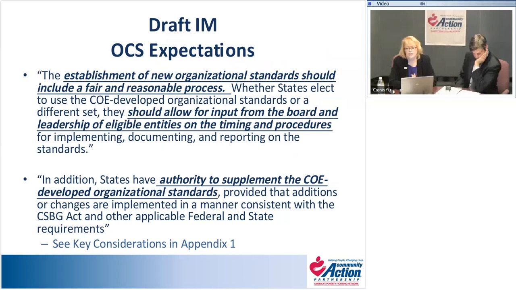So OCS expectations. And what we've been hearing from Jeannie in the field and Seth in the field repeatedly is that it really needs to be a collaborative process for this rollout. We really want it to be a fair and reasonable process across all components of the CSBG network. That should allow input from the boards, from the staff of community action agencies, from state agencies, from state associations. Let's talk about how we do this as a network. And I think we know where the groups are coming together well, we are seeing success in the field. And again, if agencies are going to supplement the organizational standards in some ways, again, they need to do that in similar fashion, in collaboration within their states with agencies and associations.